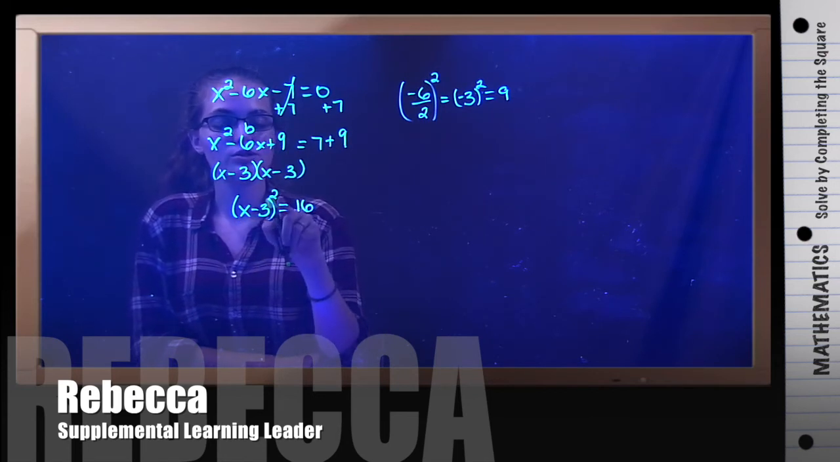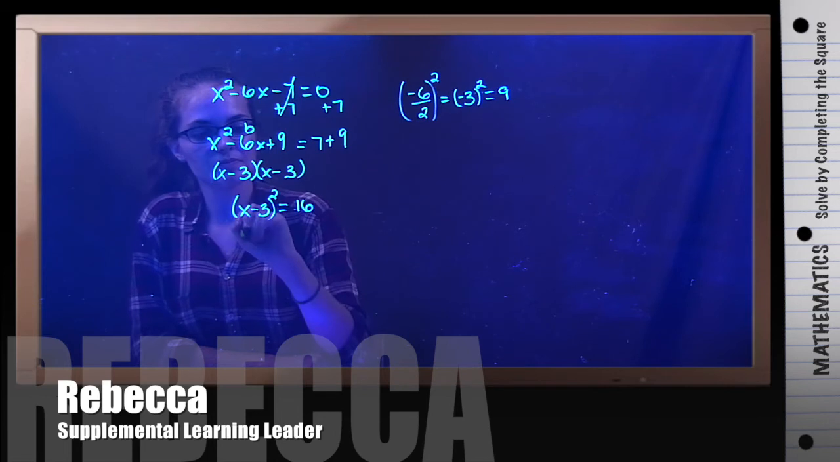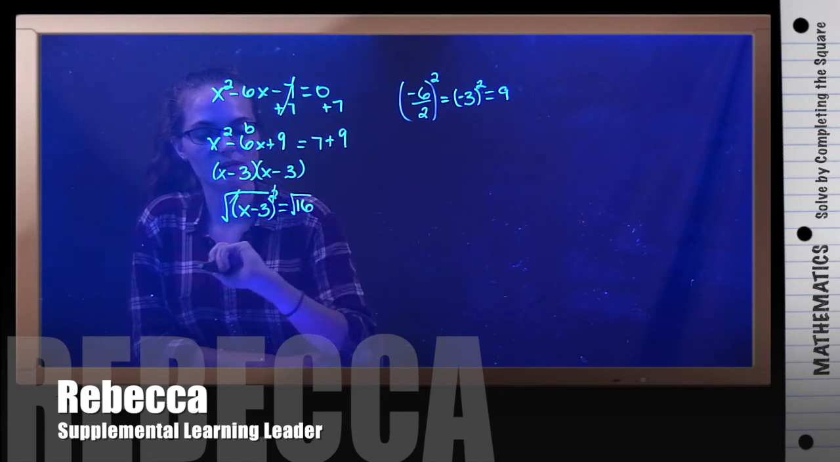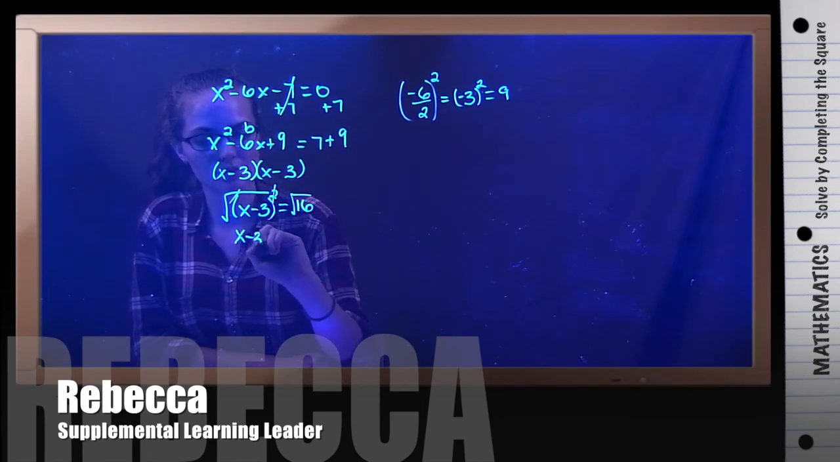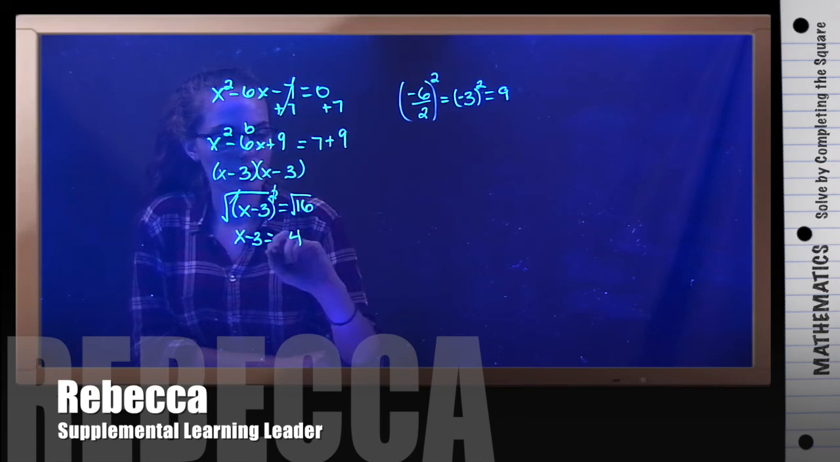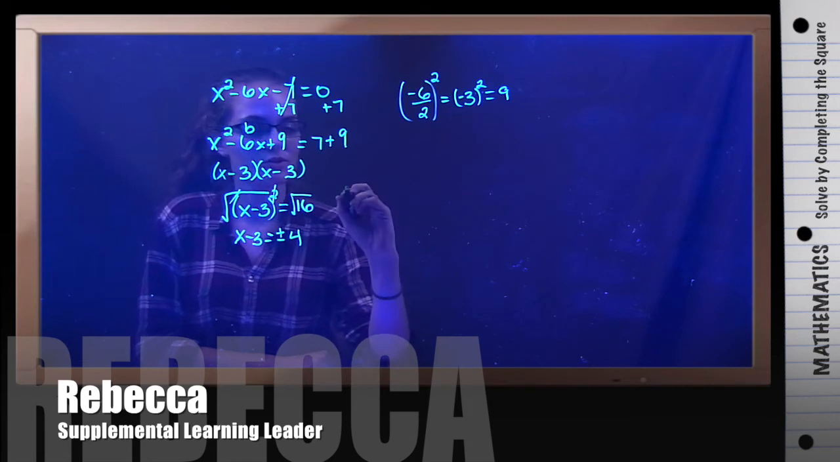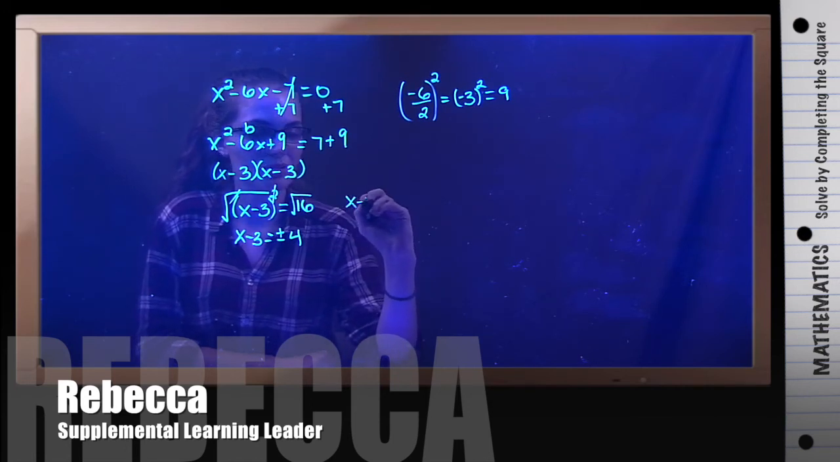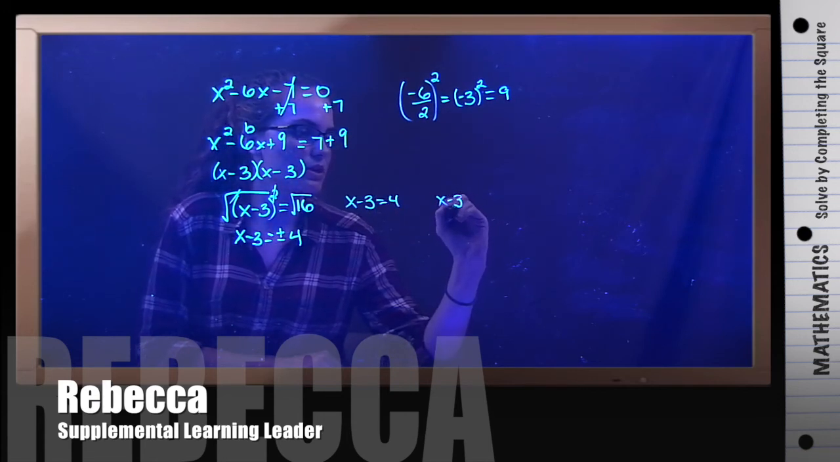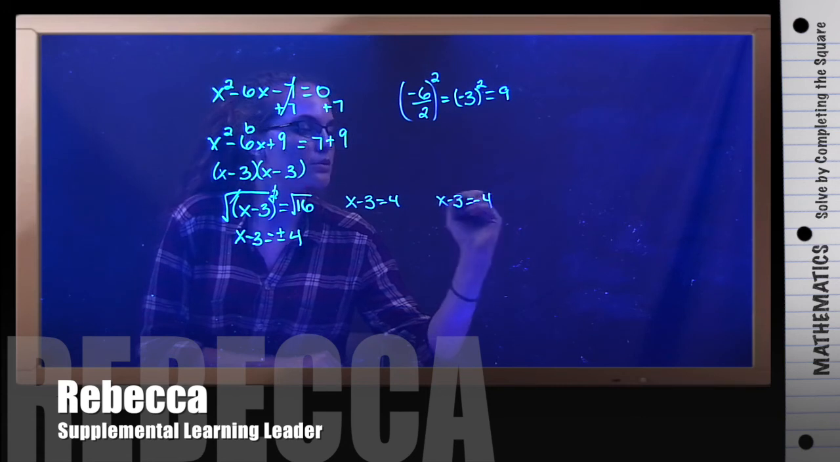And now we continue using the square root method. Because this is squared, you can square root both sides. And the squared and the square root cancel out, and you'll have just x minus 3. Now the square root of 16 is 4, but you need a plus or minus. So now I'm going to create two different equations, one with the plus and one with the minus. So I have x minus 3 equals 4, and x minus 3 equals negative 4.